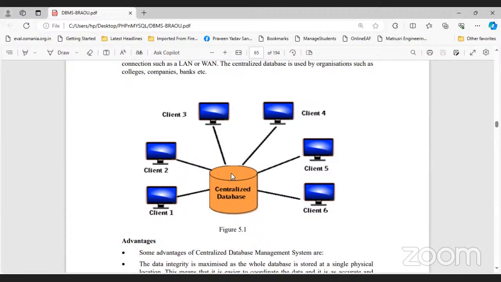In a centralized database management system, data is stored at only one place. So any client who wants to access it must access it from that place only. Suppose you are sitting in America, you can access it from India only. If you are sitting in Dubai, you have to access it from India only. Why? Because the database is centralized in India.